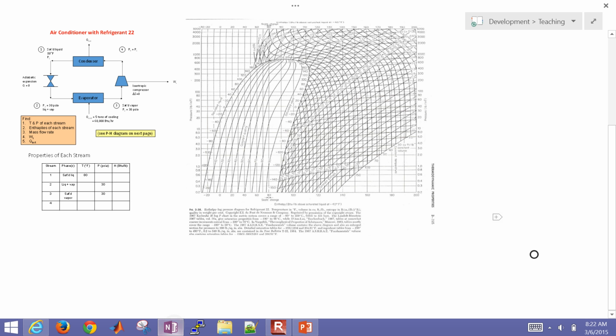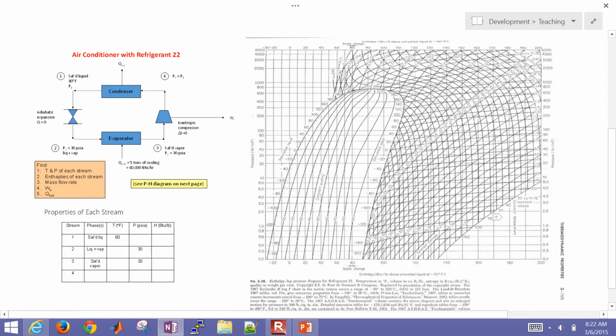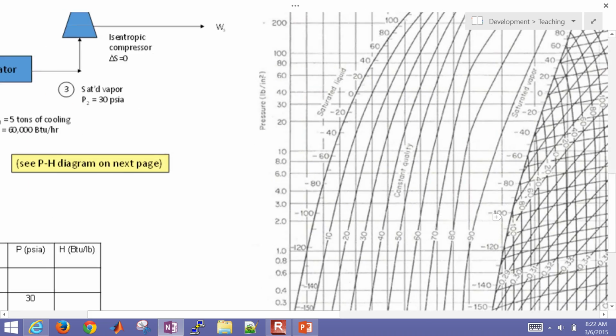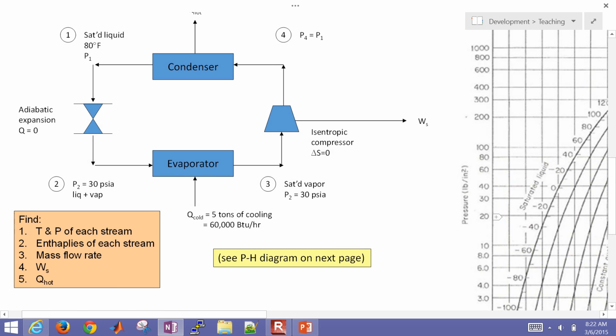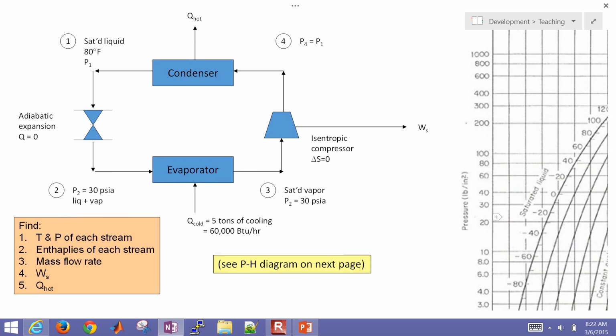So let me come over here, and we have the same system. Now first of all, what we want to do is just calculate the properties of each stream. So let's just start with number 1.